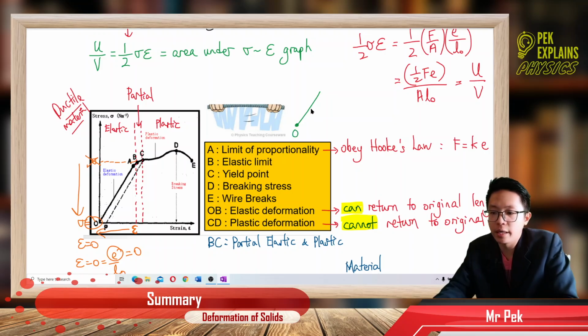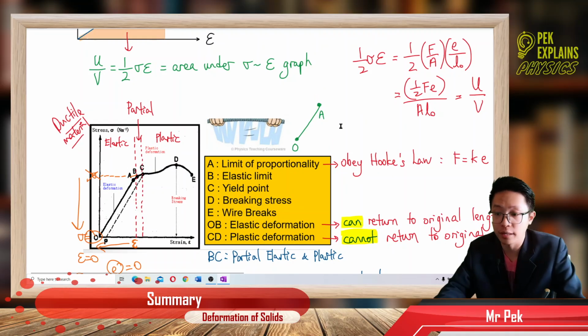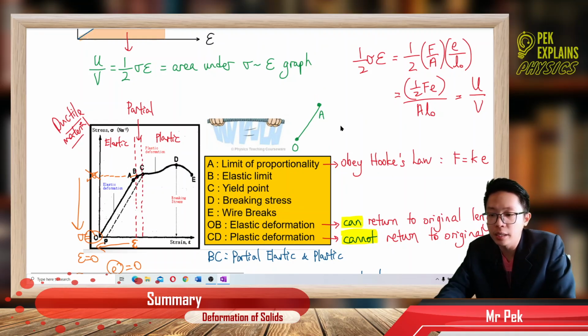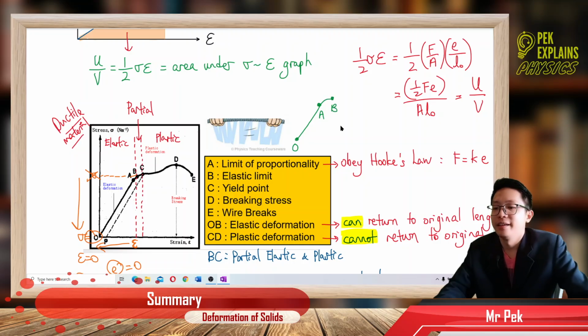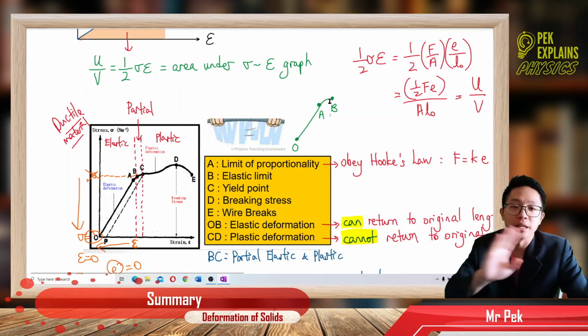From O to A is a straight line. But from A to B, it's a bit curved. The curve does not obey Hooke's law. Okay? It does not obey Hooke's law.